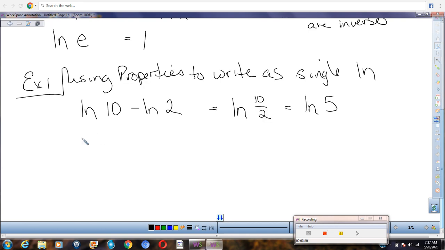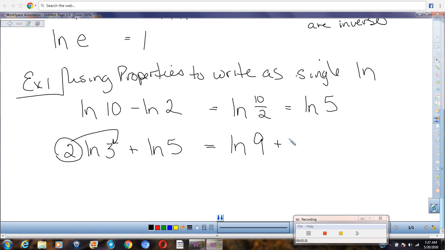Let's do another one. How about if I had 2 natural log 3 plus natural log 5. Starting at the beginning, this 2 in front, right here, becomes our exponent on 3. So we have the natural log of 3 squared, or 9, plus the natural log of 5. And in the log world, when you're adding, you're really multiplying. This is the natural log of 45.